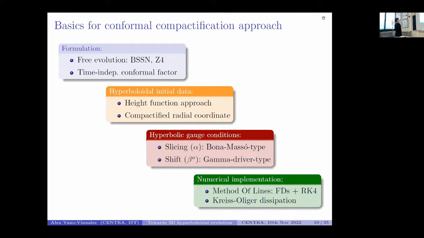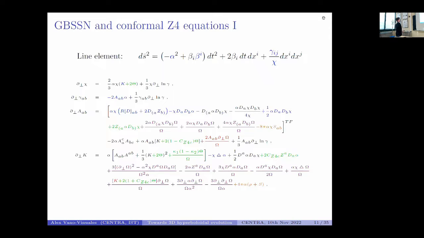And now I'm going to basically cover the main steps of the implementation, showing the formulation of the evolution equations that we use. Then I will say a few things about the type of initial data that we can give for these hyperboloidal slices. Then I will mention a few rather important bits about our choice of gauge conditions and about the numerical implementation. We use the method of lines with finite differences for the spatial derivatives in the equations, and then a Runge-Kutta 4 for the time integration, together with Kreiss-Oliger dissipation to help keep things stable. But let's go into the equations first.